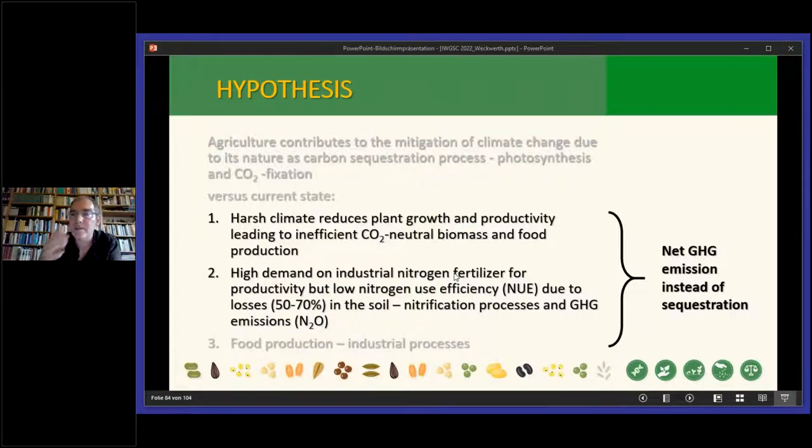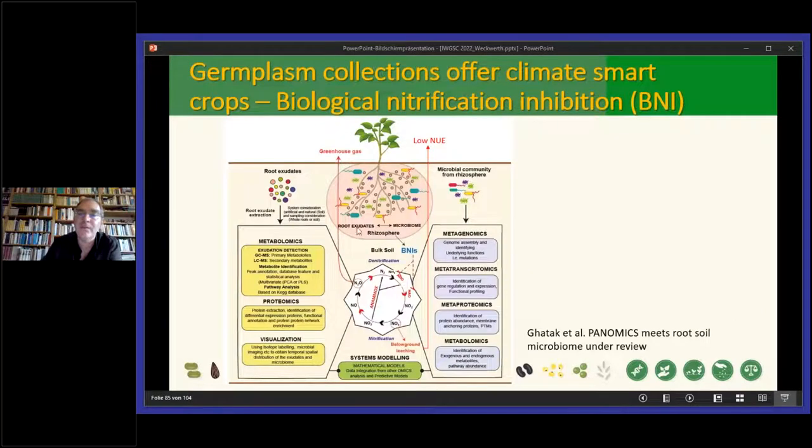Another approach which we are interested in is biological nitrification inhibition. This is due to the complexity of the plant-soil-microbiome interaction. Plants have an intimate interaction with soil, which is almost neglected nowadays, but the root exudates really control the microbiome in the soil. And the loss of nitrate from the soil is furthermore amplified by so-called nitrification processes. The oxidation of ammonium to nitrate leads to leaching of nitrate from the soil. The nitrification-denitrification process then leads to greenhouse gas emissions.